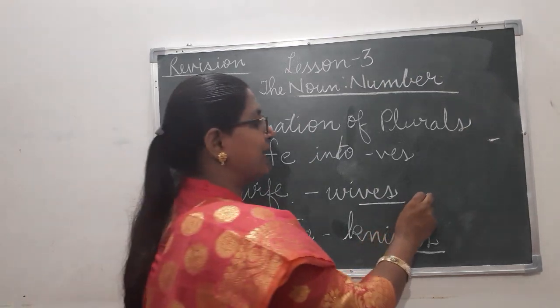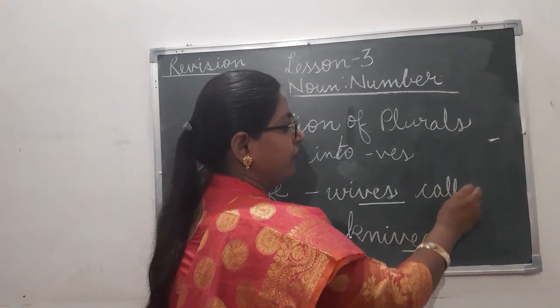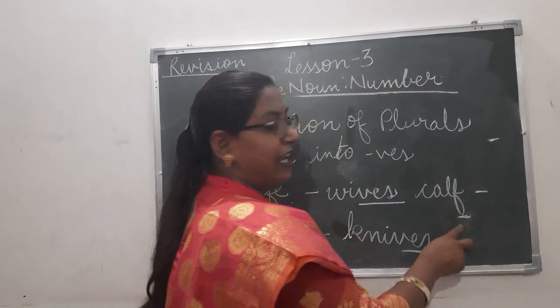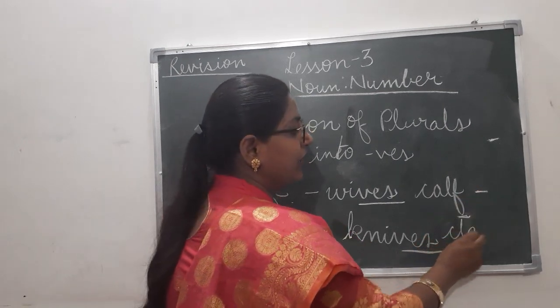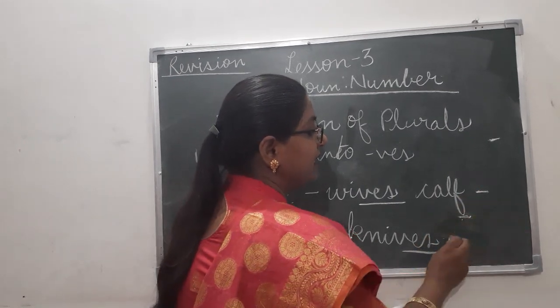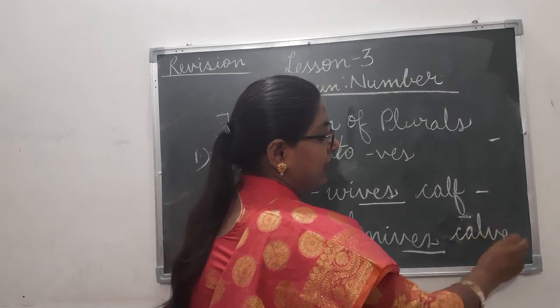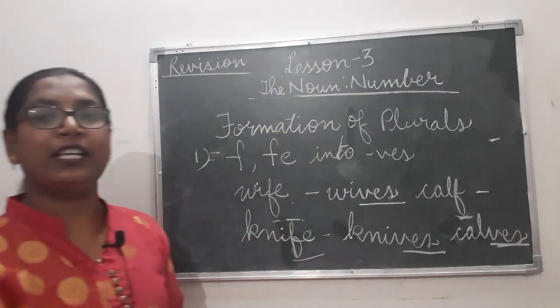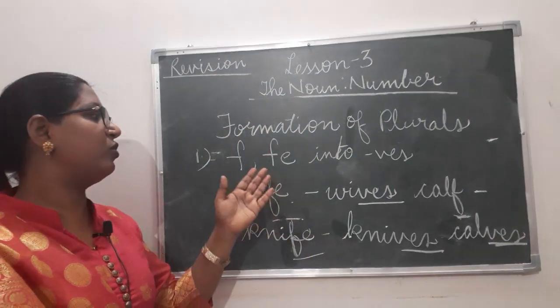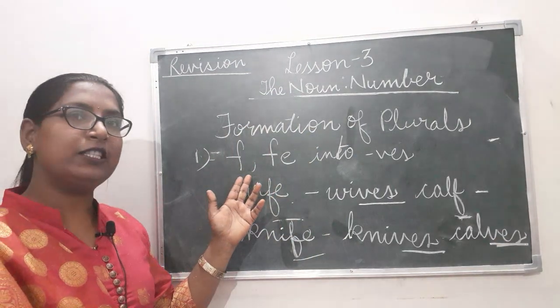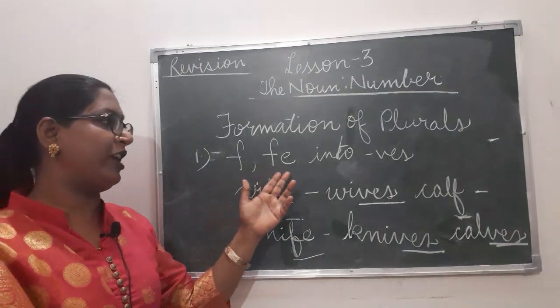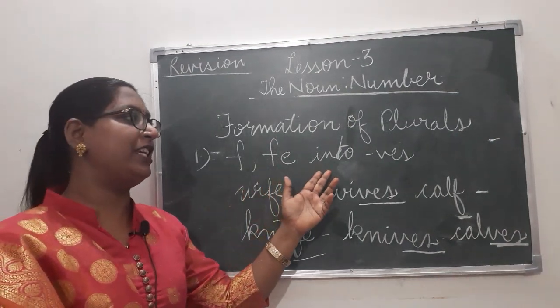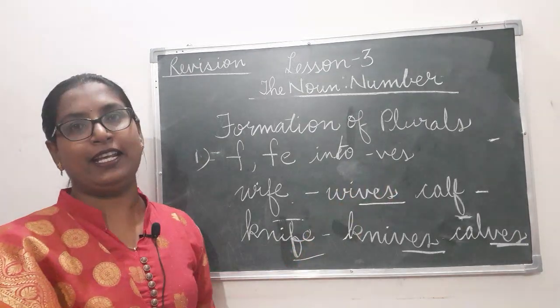Let us see one more example. Calf. Calf is ending in F. When we make it plural, it becomes calves. F is changed into VES. So, this is one of the rules. When the word is ending in F or FE, it changes into VES.